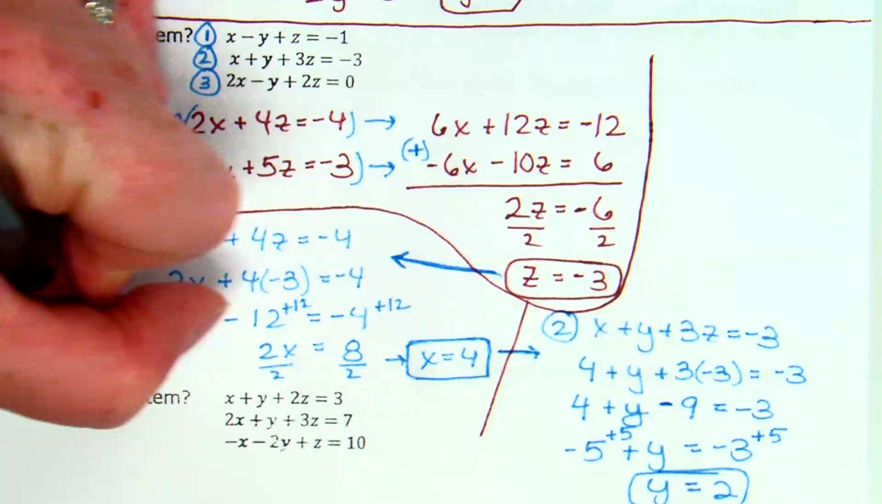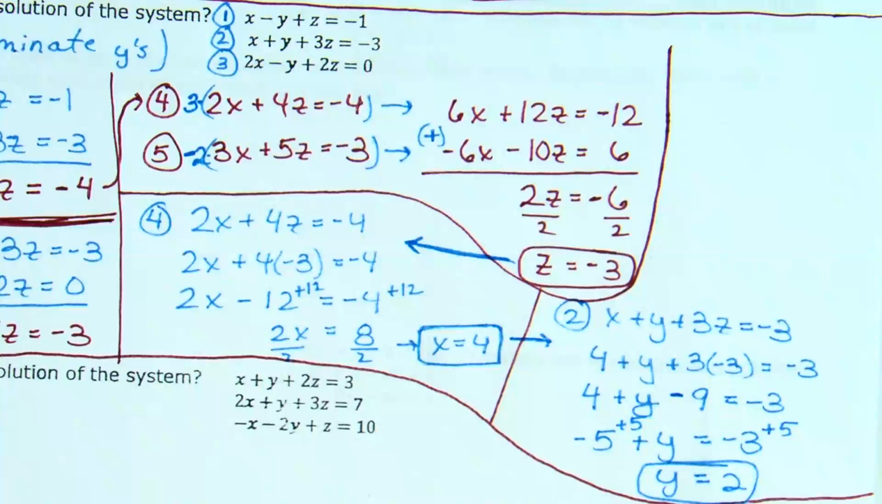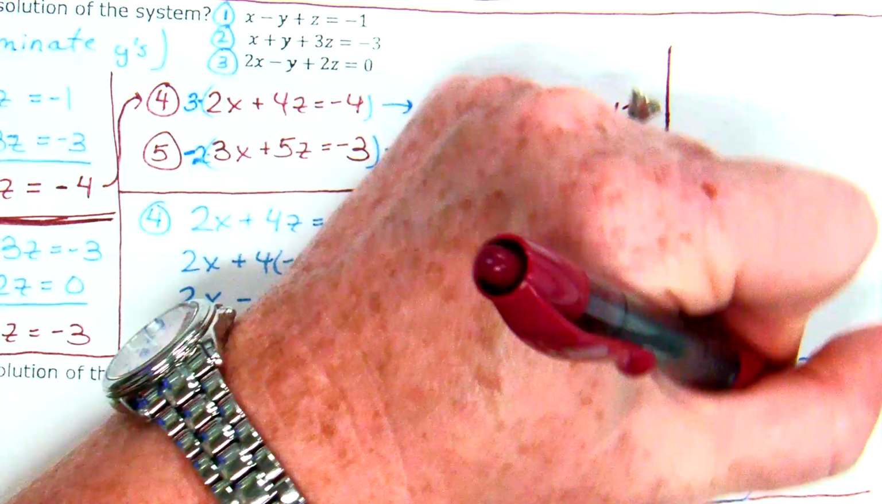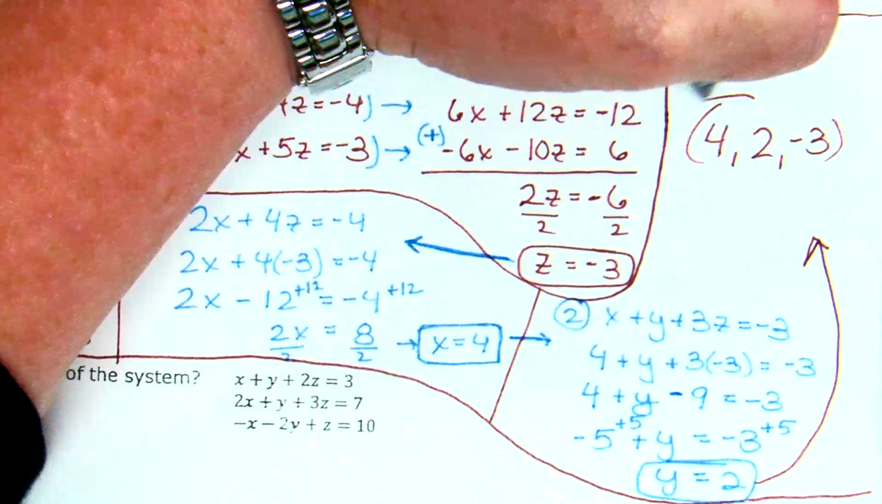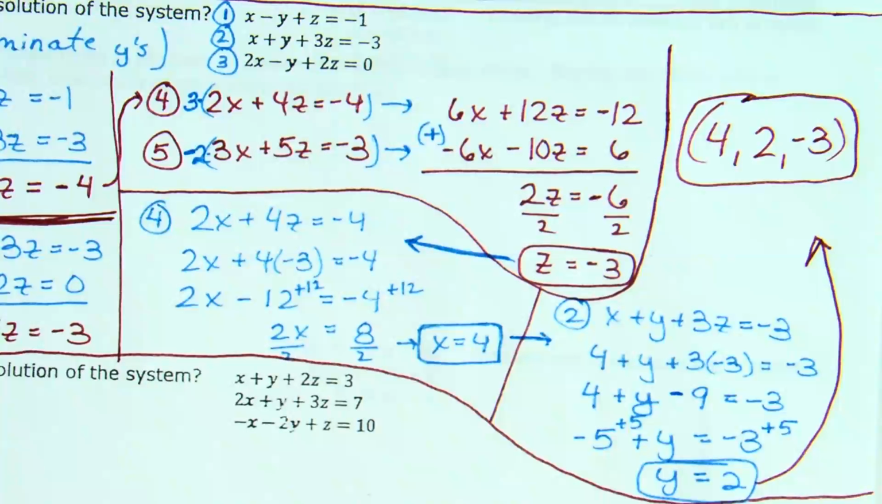Okay. Can you give a final answer? Okay. 4, 2, negative 3. I don't know if anyone got daring enough to venture off and do your own thing on that one or not, but your answer should match mine in the end, right? Maybe you did equation 1 instead of equation 2.